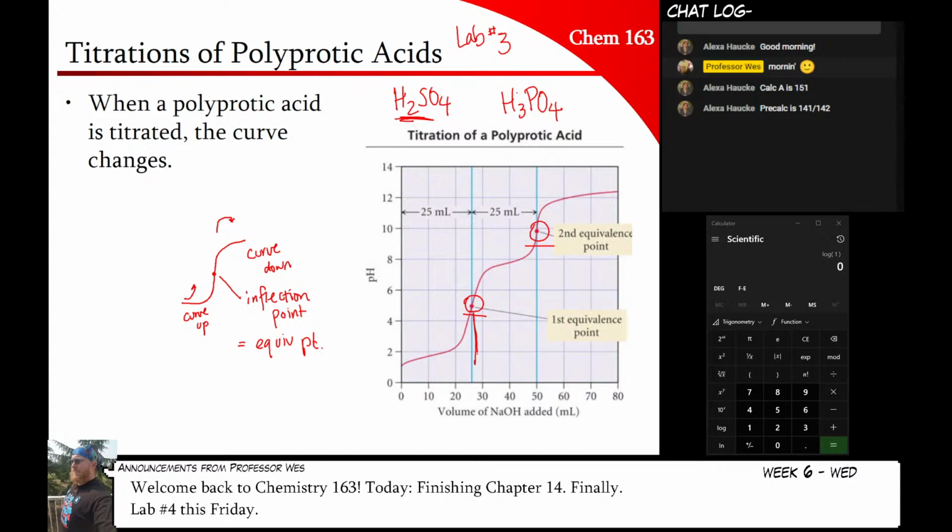So I drew my arrow very poorly, but since you know where the inflection points are, you can then calculate the equivalence point, which will tell you the number of moles of base that you added if you didn't have a way to actually determine the number of moles of acid that were in there. Maybe your acid is unknown and you don't know its molar mass, but you could calculate it this way.